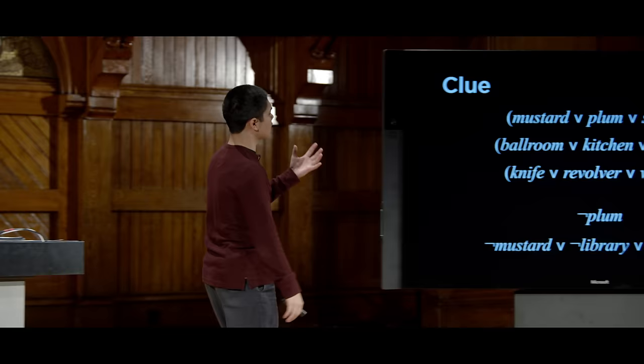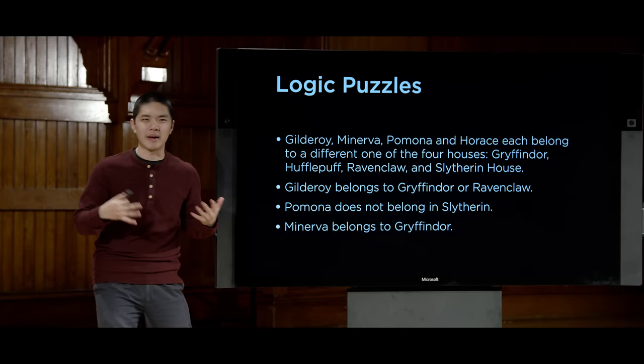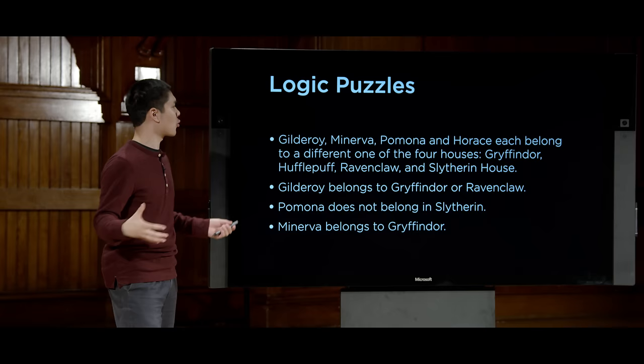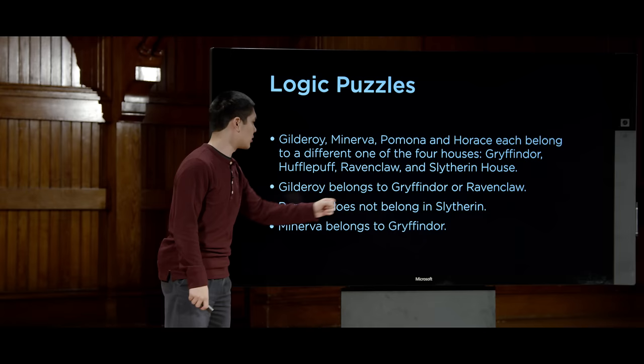And any time we can translate something into propositional logic symbols like this, this type of approach can be useful. So you might be familiar with logic puzzles, where you have to puzzle your way through trying to figure something out. This is what a classic logic puzzle might look like, something like Gilderoy, Minerva, Pomona, and Horace each belong to a different one of the four houses, Gryffindor, Hufflepuff, Ravenclaw, and Slytherin. And then we have some information that Gilderoy belongs to Gryffindor or Ravenclaw, Pomona does not belong in Slytherin, and Minerva does belong to Gryffindor.